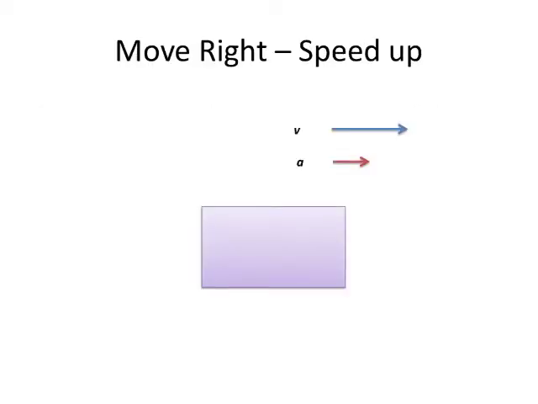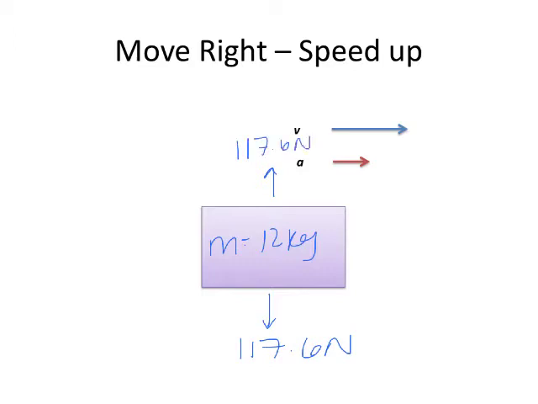So here is a force diagram moving to the right and speeding up. All right, so our velocity vector and our acceleration are both pointing to the right. An appropriate force diagram to match this, let's give ourselves a mass to work with. Right now we're going to keep everything flat on a surface. So our normal force and our gravitational force would be equal to each other.